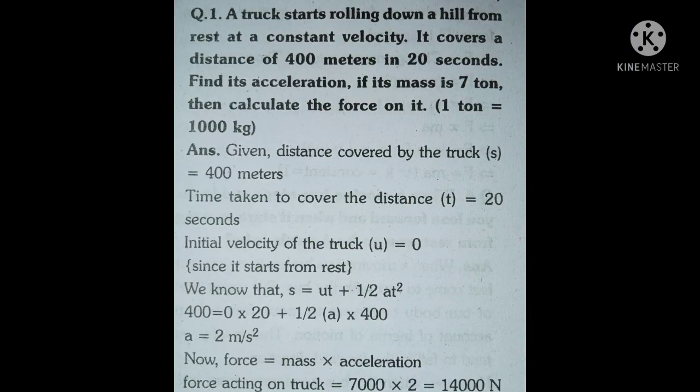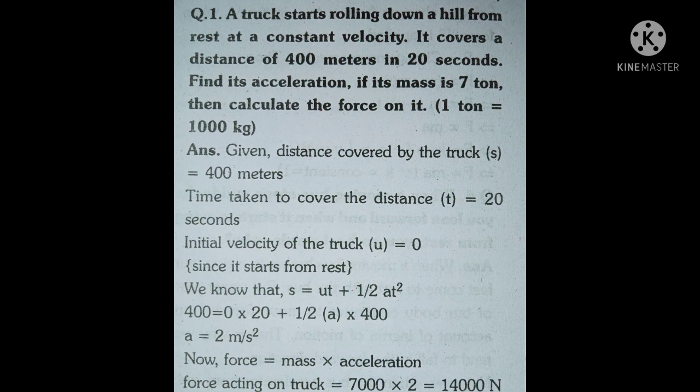Question first. A truck starts rolling down a hill from rest at a constant velocity. It covers a distance of 400 meters in 20 seconds. Find its acceleration if its mass is 7 ton. Then calculate the force on it. 1 ton is equal to 1000 kg. Answer. Given: distance covered by the truck is 400 meters, time taken to cover the distance is equal to 20 seconds, initial velocity of the truck is 0.